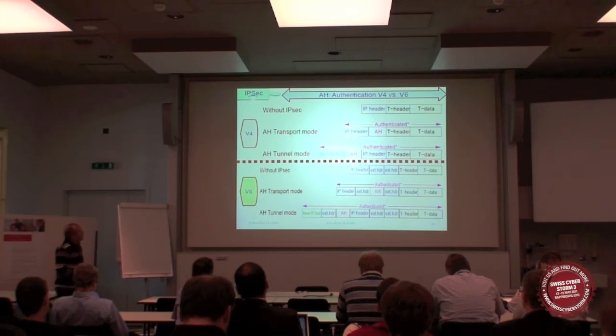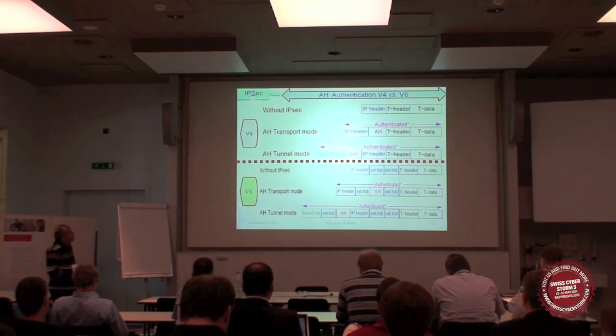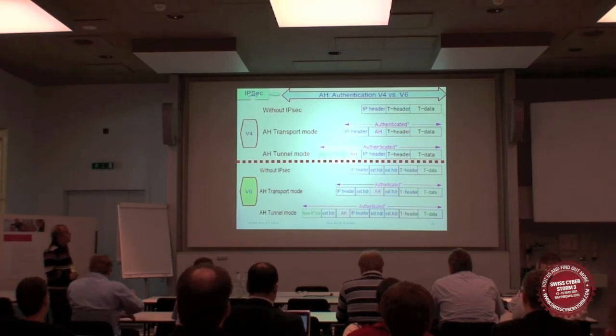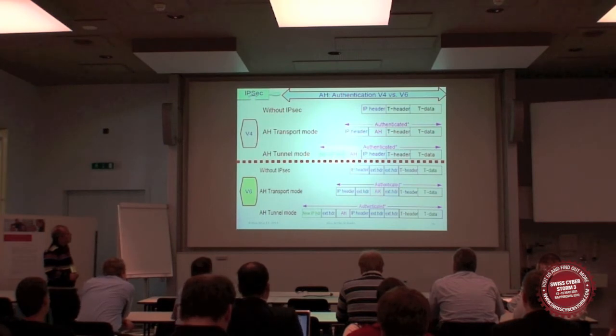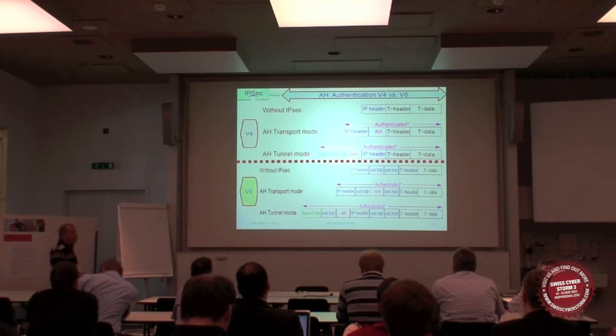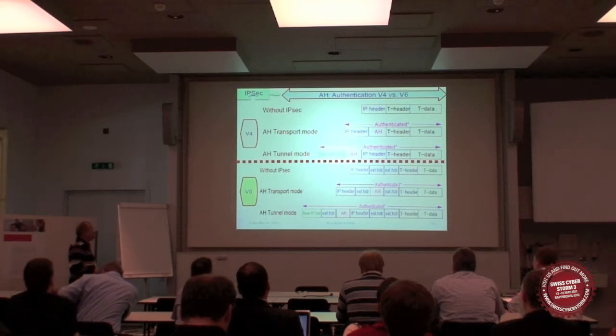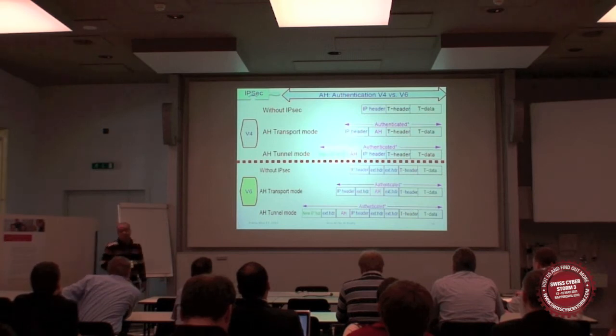So, let's see the authentication header for version 4 versus version 6. You see this is the version 4 chart, this is the version 6 chart. This is the transport mode and the tunnel mode, and this is the transport mode and the tunnel mode for V6. So, may I ask a question, why is there V4 and V6?